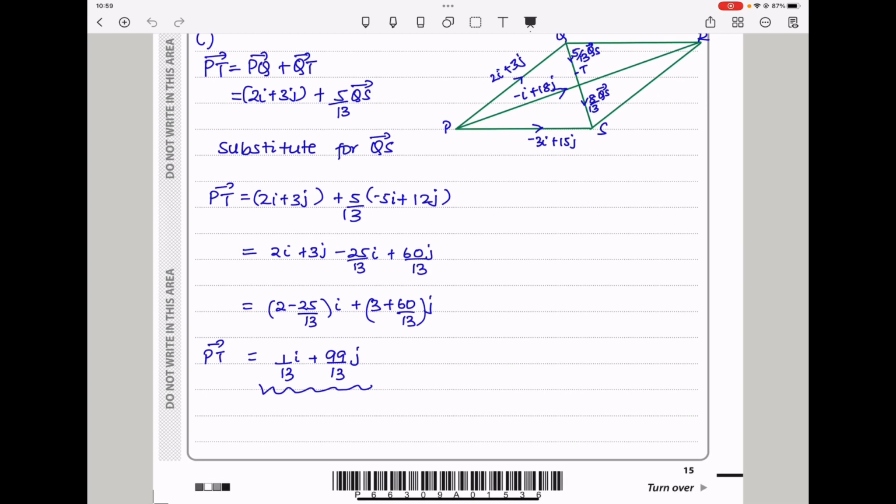So this brings us to the end of question 6, as well as to the end of this first part of the paper.